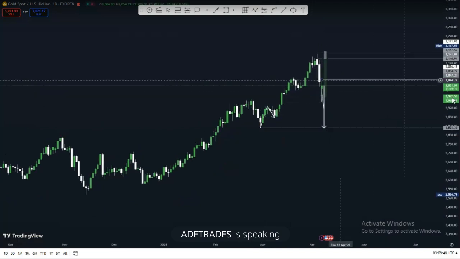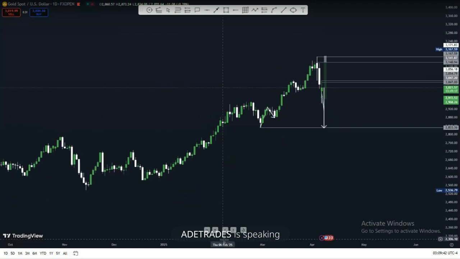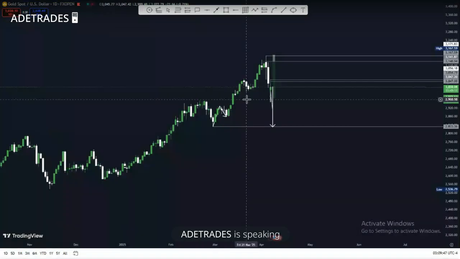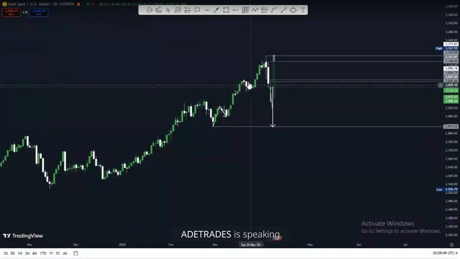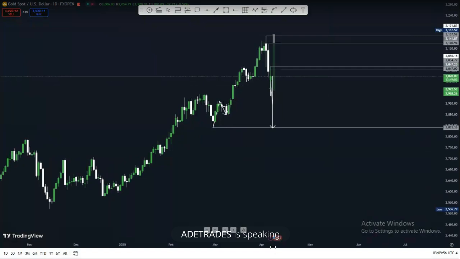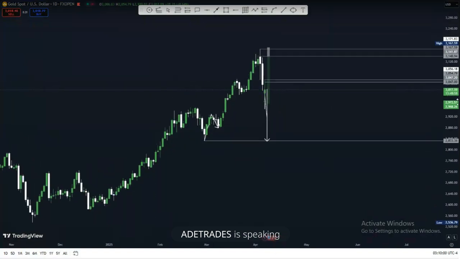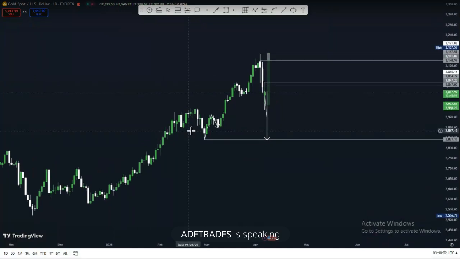But I don't know what happened. I don't know what Trump is doing. A lot of people had stop losses here. I personally took some losses at this area, trying to make bread off buying the market, right? But gold is just doing its thing. So this is basically the main structure.